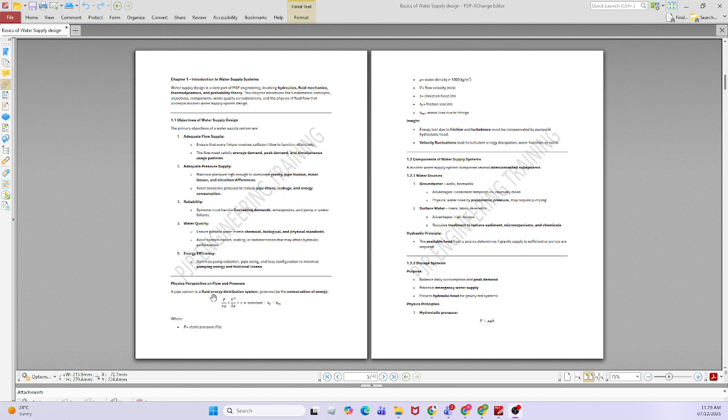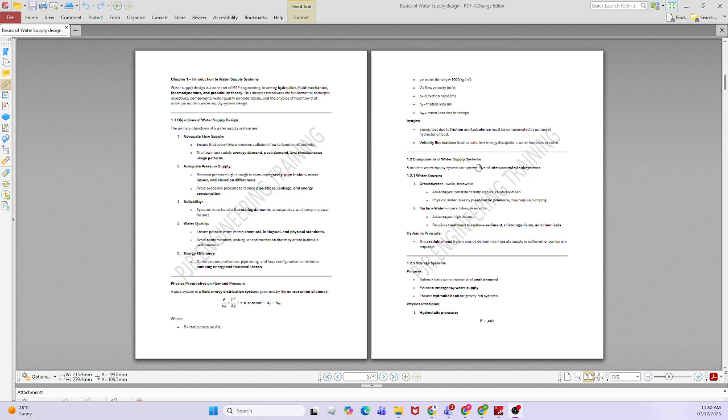Here you can also see the physics perspective on flow and pressure. A piping system is a fluid energy distribution system governed by conservation of energy. Here you can see the equation: P by rho g plus V square by 2g plus z equals constant minus hf minus hm. Here are the definitions: rho is water density, V is flow velocity, z is elevation, and h is friction. Whenever you do the pressure drop calculation or pump head calculation, you will be using this.